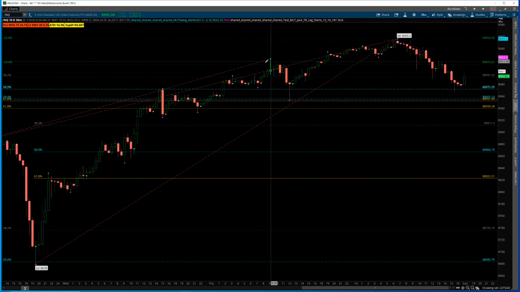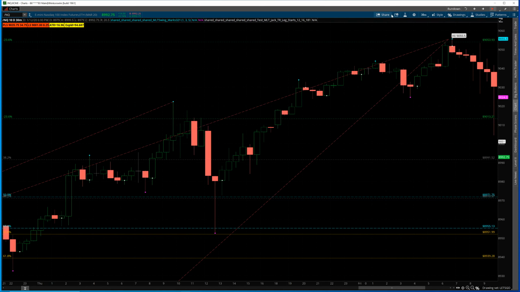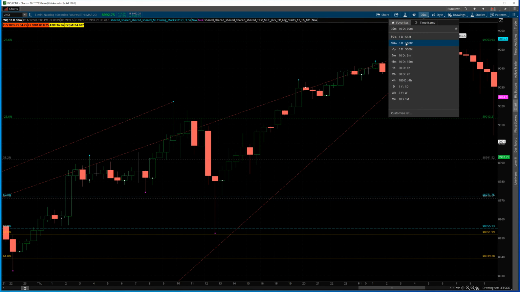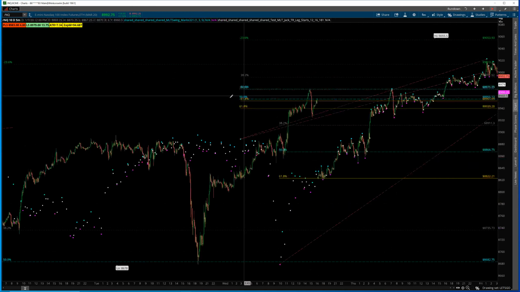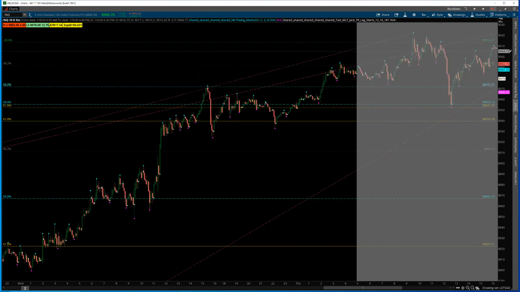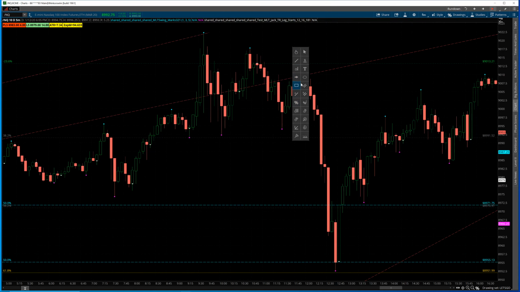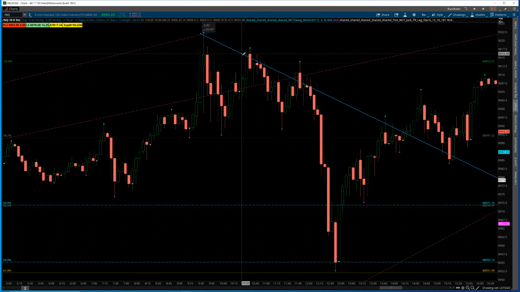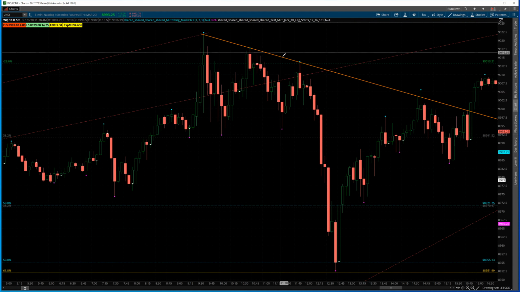Well, we went right up into that 90.13 and we started to stall. This is a 30-minute chart. Let me go down to a smaller time frame. We went right up into that profit target and then started to stall. We built a wedge at highs. You have 3 touches of the trend line. Look at that. That's like perfect.